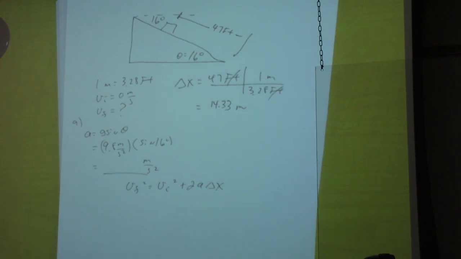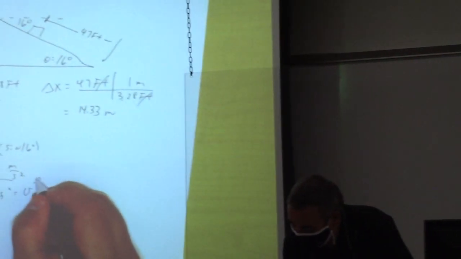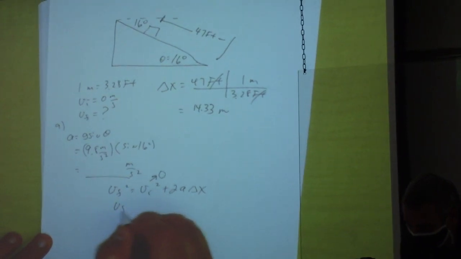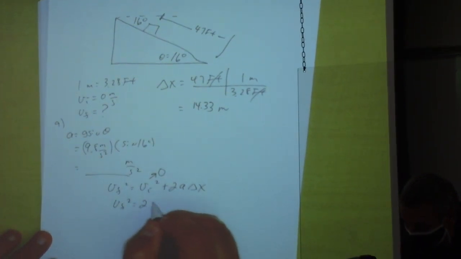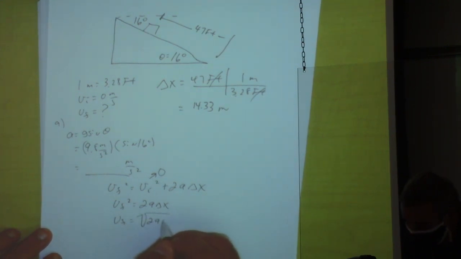Yeah, we know everything other than what we're looking for. The initial speed 0, we know that. We just found the acceleration, we know the displacement. So we can do that. Okay, so this part is 0. Final velocity squared, 2a delta x. And then I'll take the square root of both sides and finally end up with this.